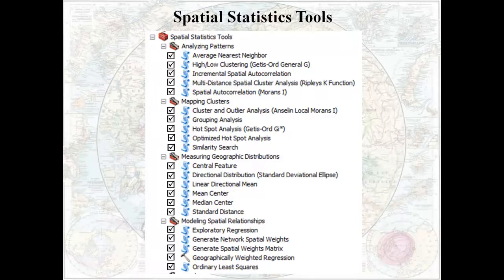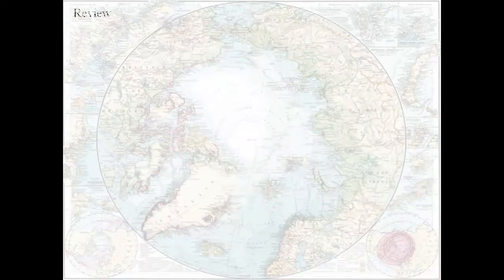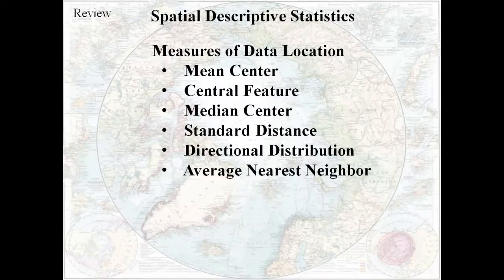You can see that there are a whole bunch of tools in the spatial statistics toolbox, and I'm just going to cover the high points and go right over these, so don't get too confused or frustrated if I go over a lot of things really quickly. Remember traditional descriptive statistics, central tendency, dispersion. And then last time I talked about spatial descriptive statistics. There's data location, and there are some dispersions and standard deviations and directional distribution, and you can do weighted versus just spatial.